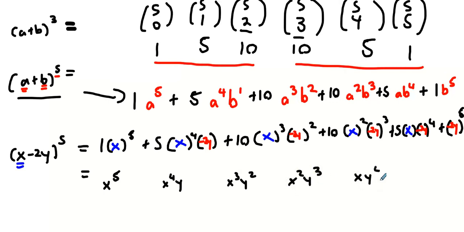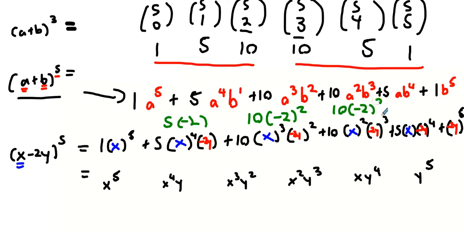X1, Y4, and then finally, you use your calculator now. I'm going to pause it. So, what you need to enter into your calculator is 5 times minus 2. The next one is 2 times minus 2 squared, 10 times minus 2 squared. The next one is 10 multiplied by minus 2 cubed. The one after that will be 5 times minus 2 to the power of 4. And finally, the last one's minus 2 to the power of 5.